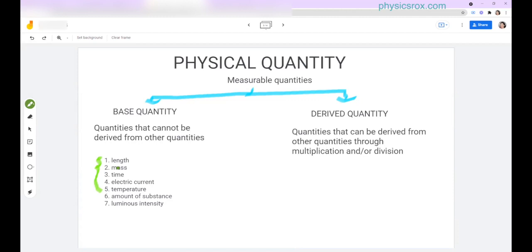Normally how you get the number is you have to measure. You take the ruler, you measure. You take the stopwatch, you measure. That's what they mean by cannot be derived. But when we look at derived, let me explain derived, then you can understand the base better. So derived quantities are quantities that can be derived from other quantities through multiplication and or division. Meaning, like if let's say you want to get the value, like just now you gave me speed, right?